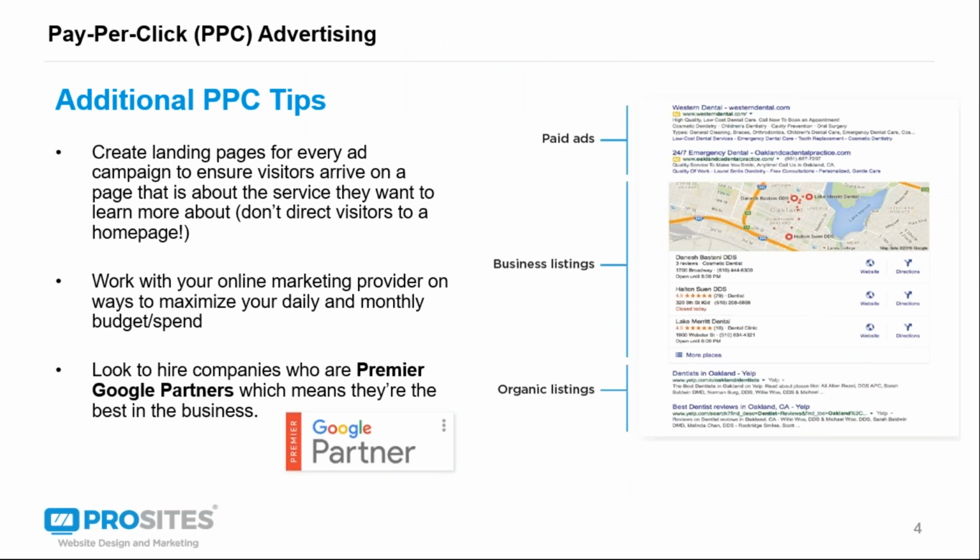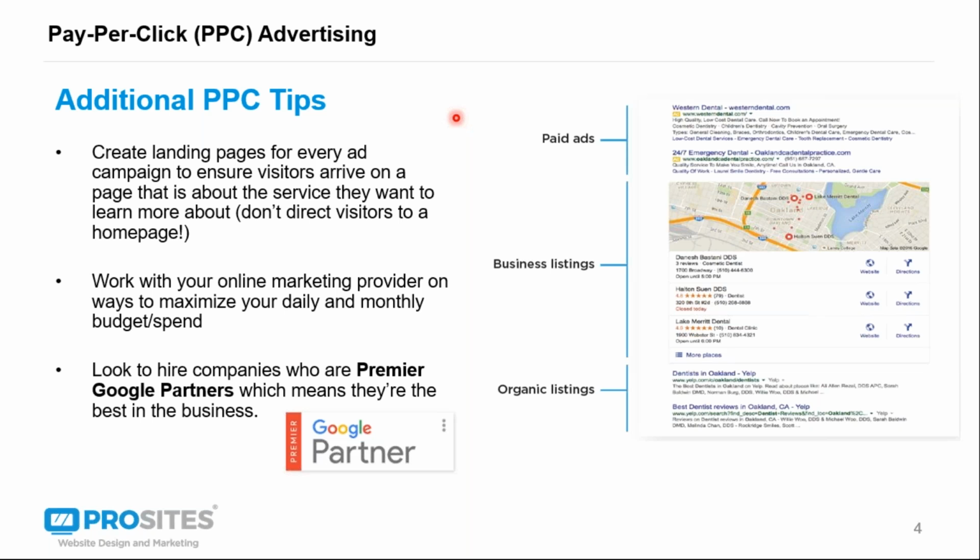Okay, so just additional PPC tips. Obviously create landing pages for every ad campaign. So when you look at AdWords, there's a hierarchy of how your ads are structured and targeted. The highest level is what we call a campaign. So you want to create one web page per campaign, because typically when you set up a campaign, you have a group of keywords that you're targeting within that one campaign. They all have to be similar keywords.